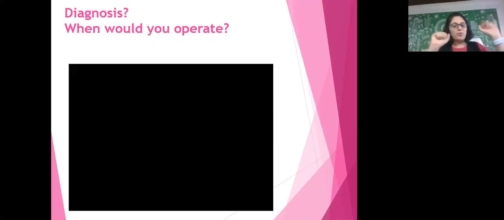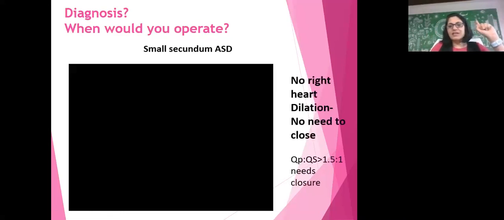So would you operate? Would you not operate? And the answer is, I would not operate. This child does not need intervention. Why? Because there is no right heart dilation. If there's no right heart dilation, there is no need to close. Why? We know that 1 out of 5 people in the world have a PFO, right? That is also a small connection. No right heart dilation. Are we closing all of them? Are we sending them all for device closure?